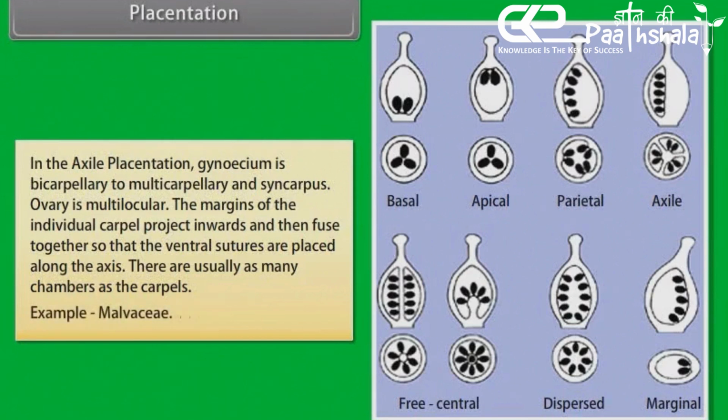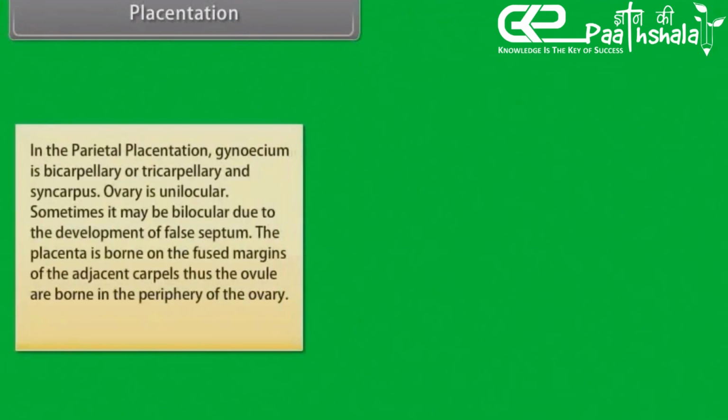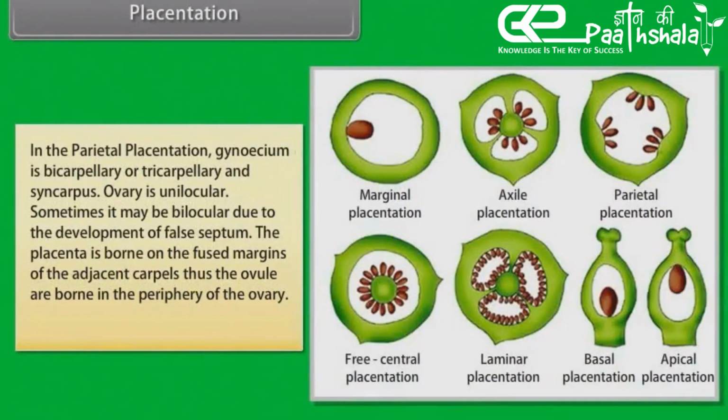Example: Malvaceae. In the parietal placentation, gynoecium is bicarpellary or tricarpellary and syncarpous. Ovary is unilocular. Sometimes it may be bilocular due to the development of false septum. The placenta is borne on the fused margins of the adjacent carpels, thus the ovules are borne in the periphery of the ovary. Example: Cruciferae.